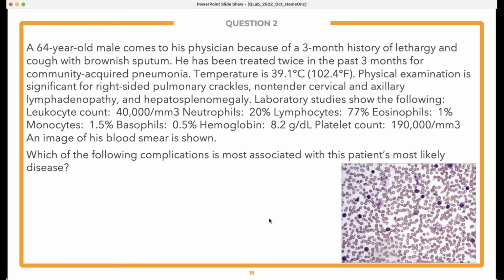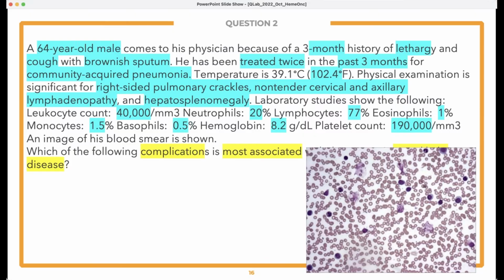Thank you, Jeff. So what we're going to do is now show you in this question what we think are the important clues in this vignette and a lead-in.